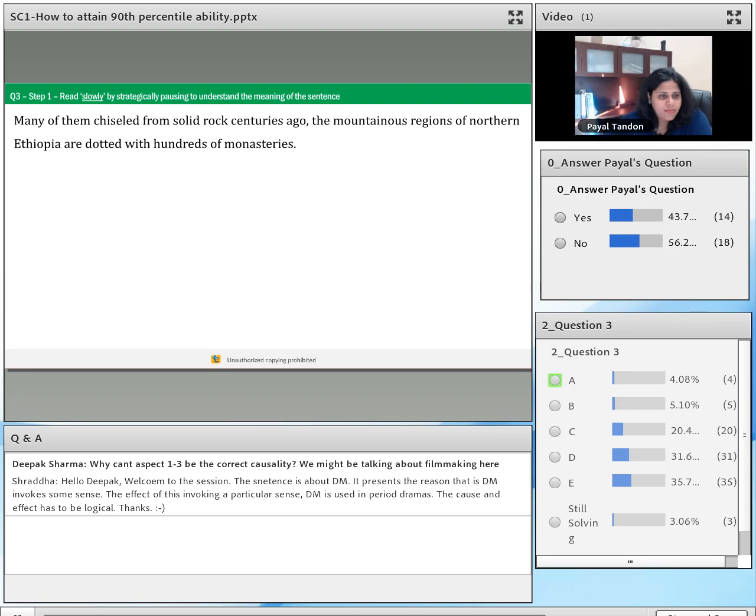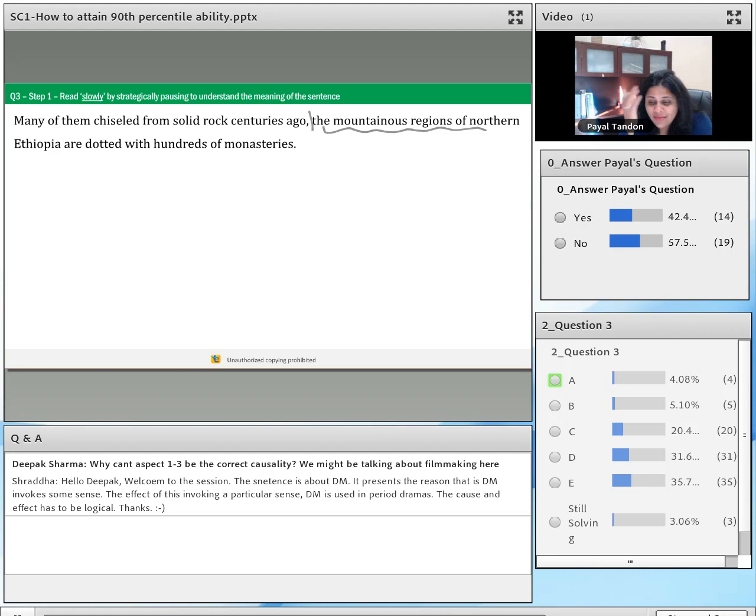All right. Many of them chiseled from solid rock centuries ago. So essentially this part of the sentence is saying that something is chiseled from solid rock many centuries ago. The mountainous regions of northern Ethiopia are dotted with hundreds of monasteries.